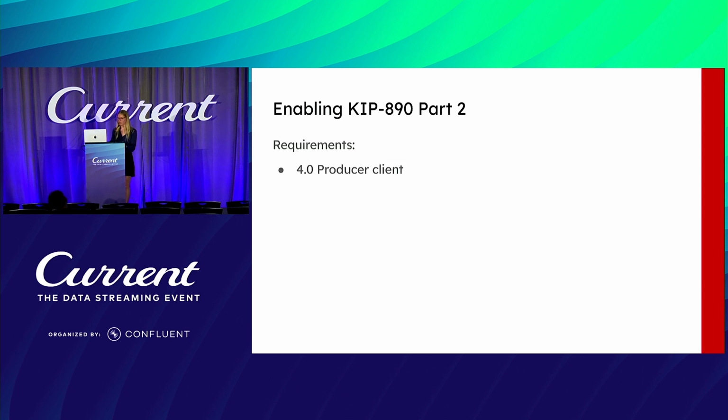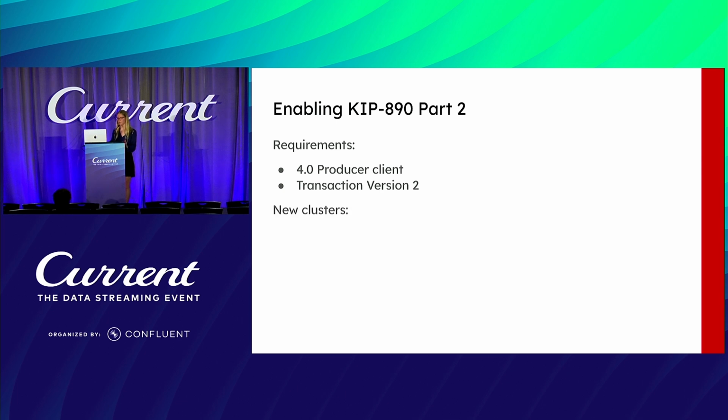So how do we enable part 2? Requirements here are a 4.0 producer client and transaction version 2. Transaction version is something new introduced by this KIP. It's also part of KIP-890 that I mentioned in my About Me slides. It's similar to metadata version, but is used to control transaction features specifically and will be new to 4.0.